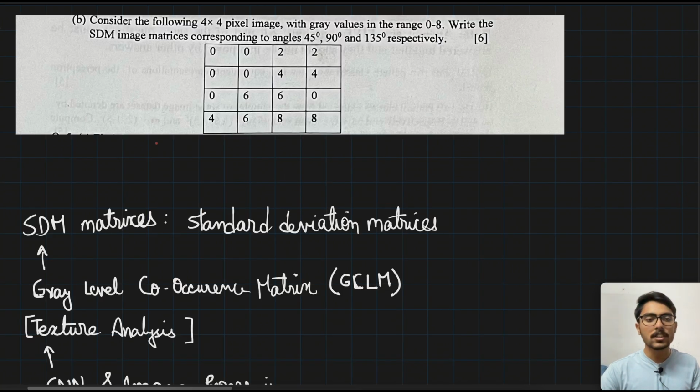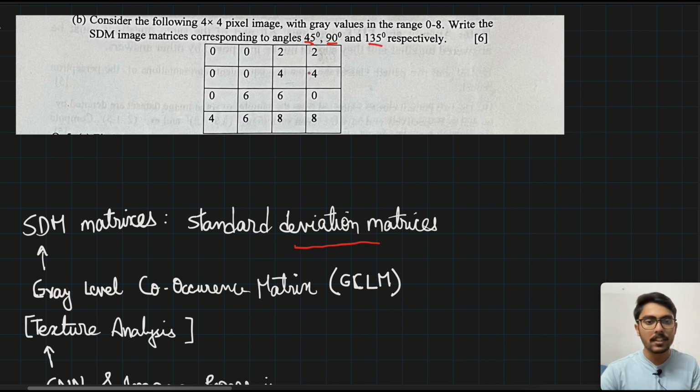Today we are going to discuss an important topic in image processing and computer vision. This topic relates to standard deviation matrices as it is written here. We'll get to know about what this is in a while, and let's first read the problem statement. Consider the following 4 cross 4 pixel image with gray values in the range 0 to 8. Write the SDM image matrices corresponding to angles 45, 90 and 135 respectively.